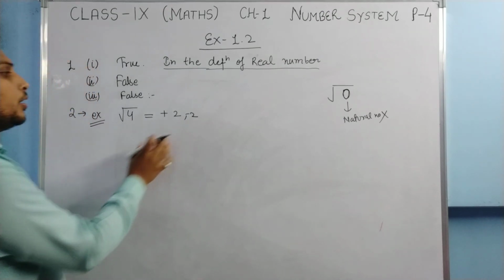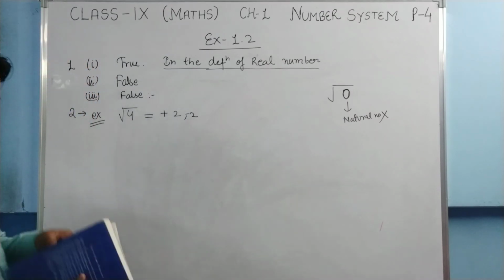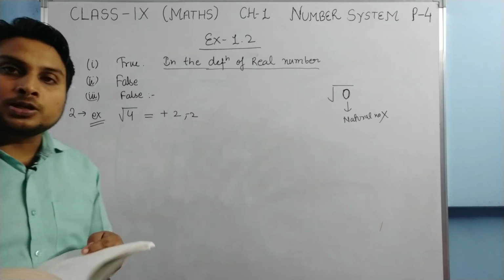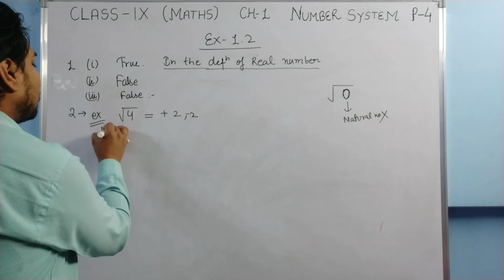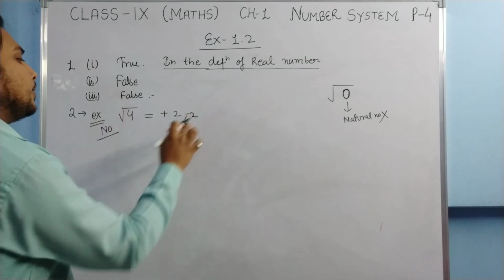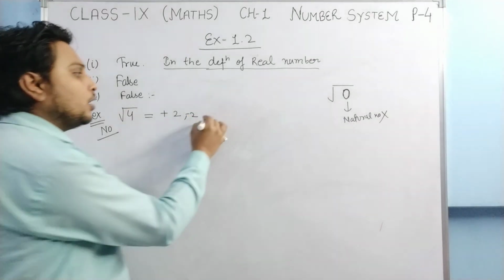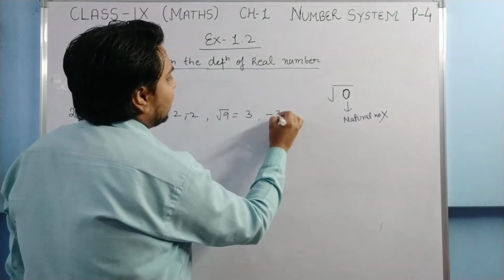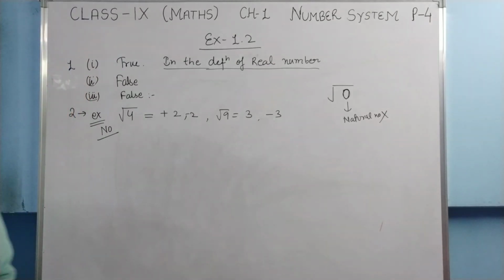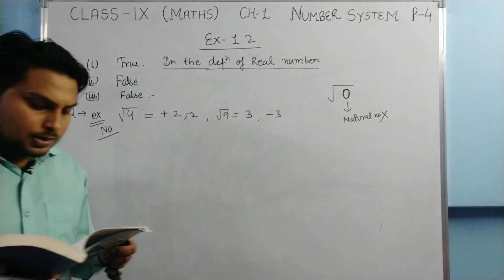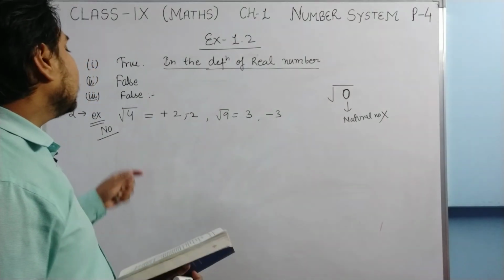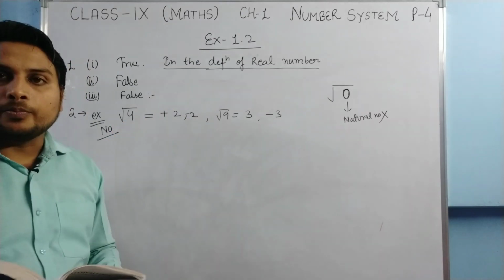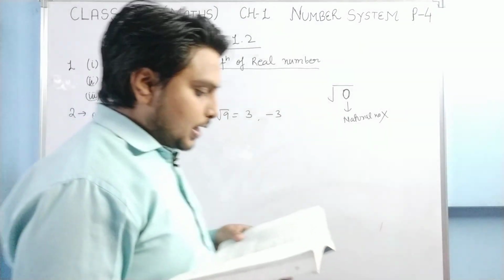No. So the question says, are the square roots of all positive integers irrational? You will simply write no, and then you will give the examples, under root 4, under root 9. Under root 9 is plus 3 and minus 3. These are the examples where we can see that the square root of the number is not an irrational number. So this is the answer of the second.